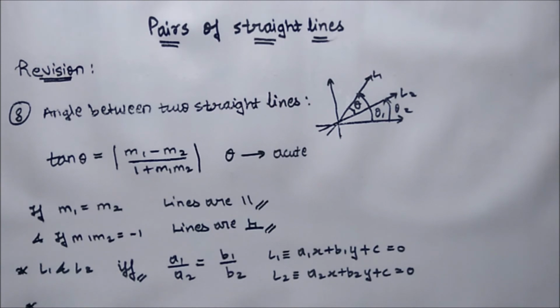One more we have is: line L1 is perpendicular to line L2 if and only if this condition is satisfied.